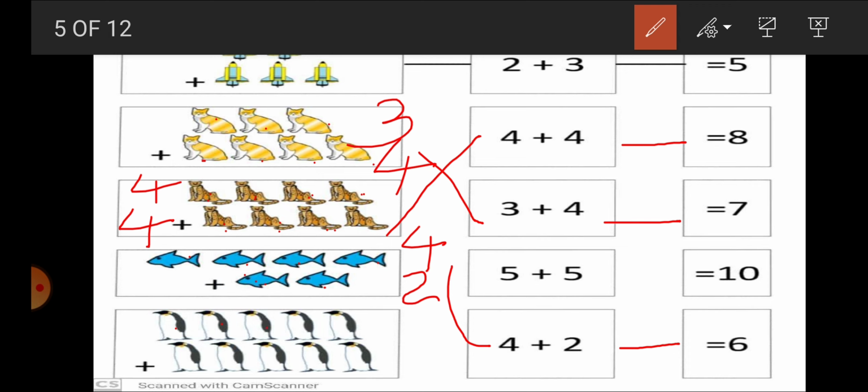The last is, count it together with me. 1, 2, 3, 4, 5. 5 plus 1, 2, 3, 4 and 5. 5 plus 5. What will be the answer? 1, 2, 3, 4, 5, 6, 7, 8, 9, 10. 5 plus 5. Answer is 10.